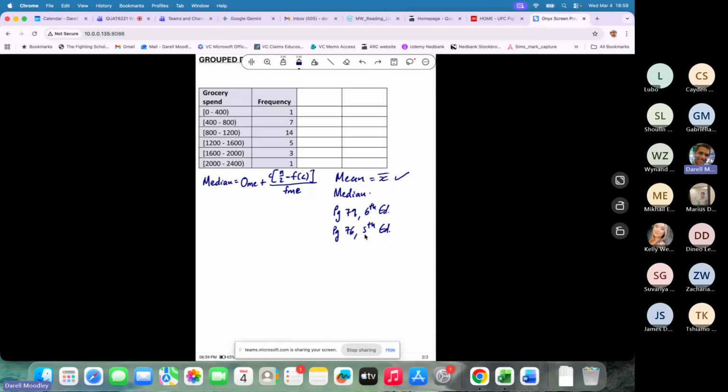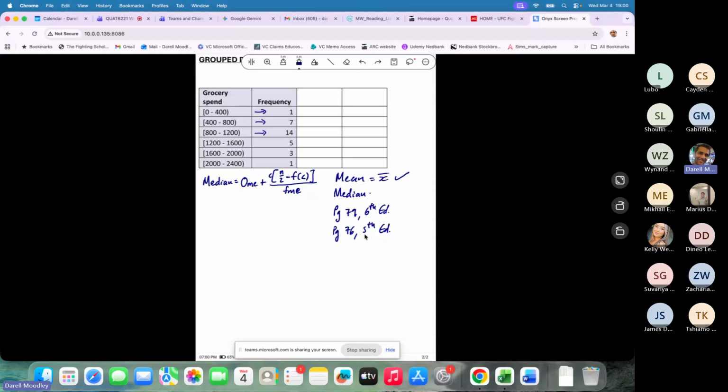Because our data is grouped, what we need to determine is, if there was a median, which interval would it fall in? If you count the number of customers we have here, we have 1 customer in this group, then 7 customers here. So when we move to the 2nd row, we have 8 customers. When we get to the 3rd row, we have 1 plus 7 plus 14, which is 22 customers.